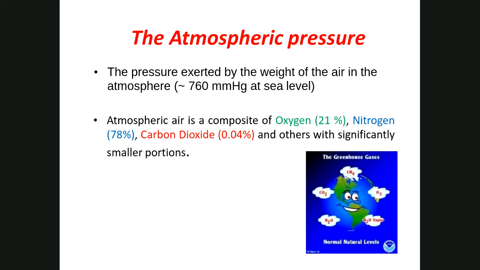So atmospheric pressure, as we mentioned, is 760 millimeters of mercury at sea level, and this atmospheric air is a mixture of gases. Oxygen is 21%, nitrogen is 78%, the majority, and carbon dioxide has a very low level, 0.04%, while we have some other inert gases which are not going to be mentioned.